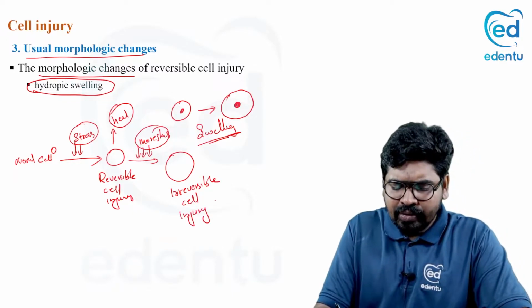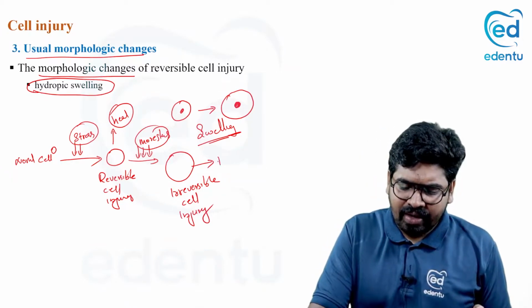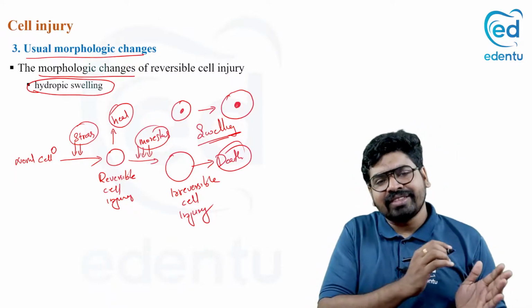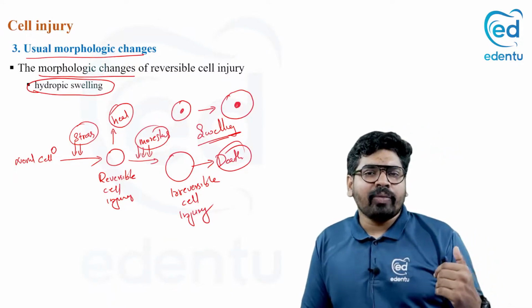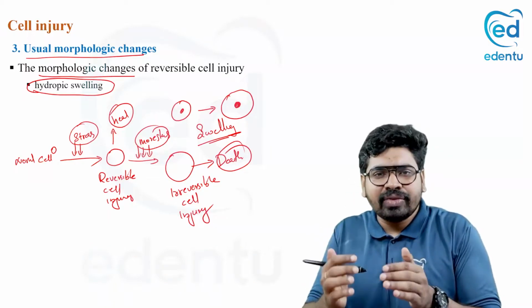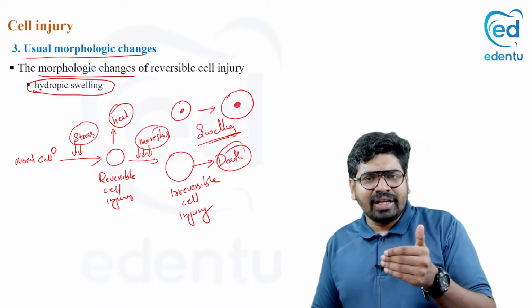So there is irreversible cell injury, and what happens? The cell will undergo death. Cell death can occur. So this is the sequelae. First, a normal cell which faces a stress can undergo reversible cell injury. Now you have to learn what certain changes occur in reversible cell injury.